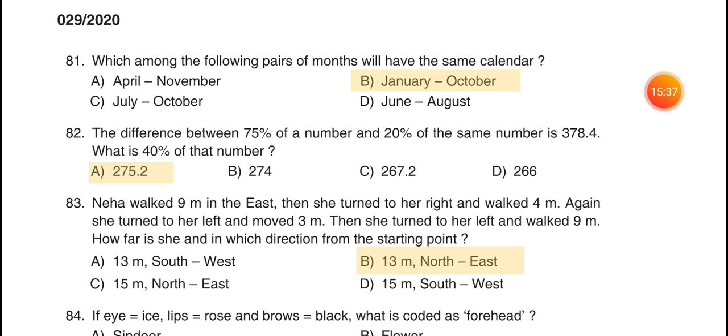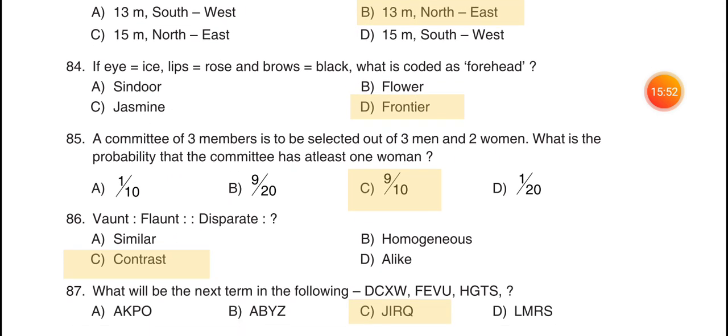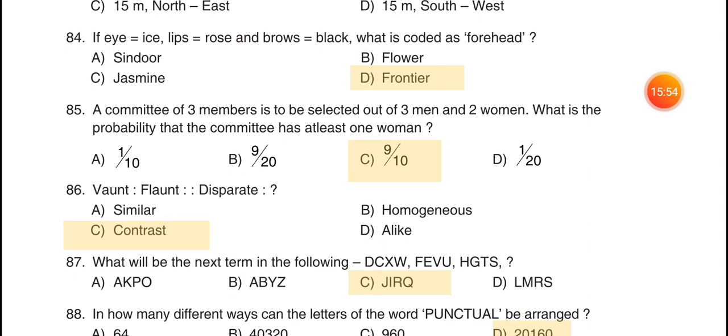83. Neha walked 9 meters east, then she turned to her right and walked 4 meters. Again she turned to her left and moved 3 meters. Then she turned to her left and walked 9 meters. How far and in which direction is she from the starting point? Answer is option B, 13 meters north east. 84. If eye is eyes, lips is rose and brows is black, what is the code for forehead?